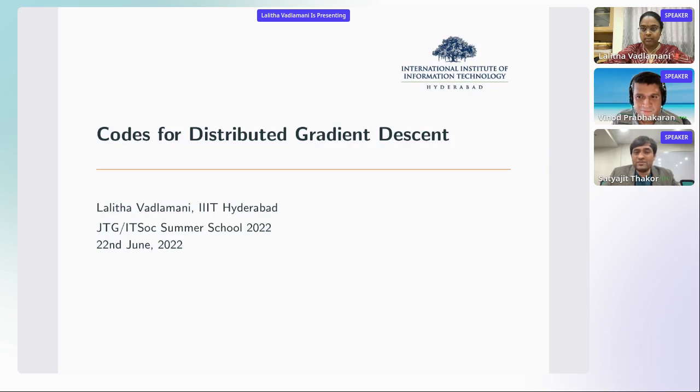Vinod Prabhakaran is a faculty member at TIFR Mumbai. He received the PhD degree from UC Berkeley, and he was a postdoc at UIUC and EPFL. His research interests include information theory, communications, cryptography, signal processing, and he has been an associate editor for Transactions on Information Theory for the past several years. Vinod is also on the advisory committee for this summer school, and I thank him for all the suggestions and support through the last 2 years. Yes, Vinod. Thanks. Thank you, Satyajit, and thanks a lot for organizing this wonderful event, which I'm sure the students have been benefiting a lot from.